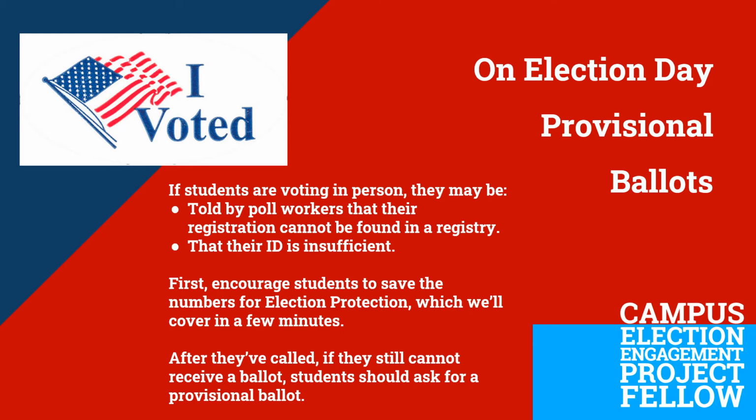That may involve requesting a provisional ballot, which is a type of ballot that allows someone to vote while also requiring them to prove their eligibility before the vote can count. Poll workers are required to give voters a provisional ballot, and the Election Protection Hotline will instruct students on how to prove their eligibility. Make sure to include information on provisional ballots in your voter education activities.